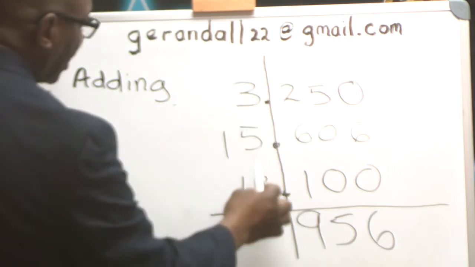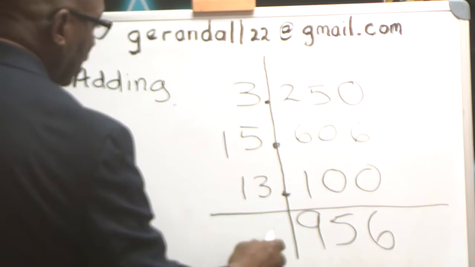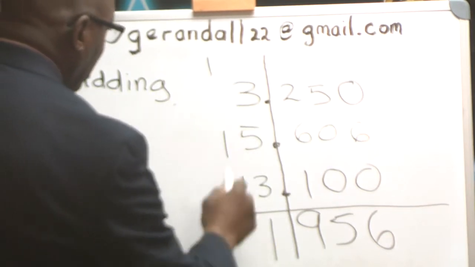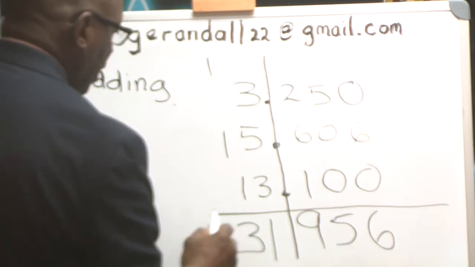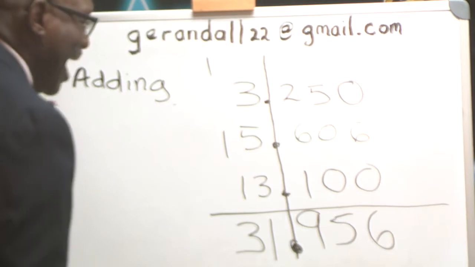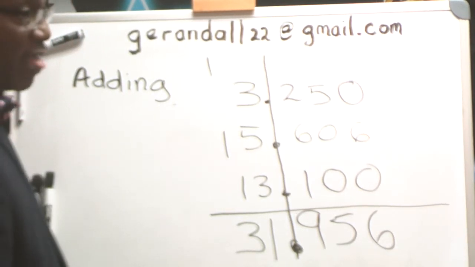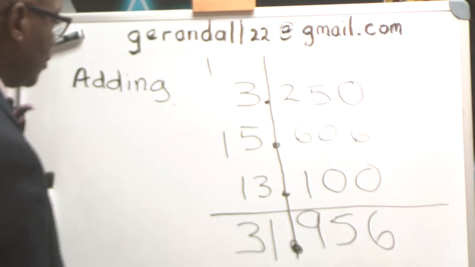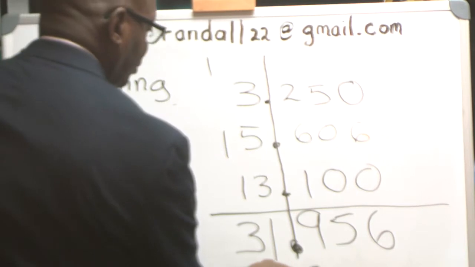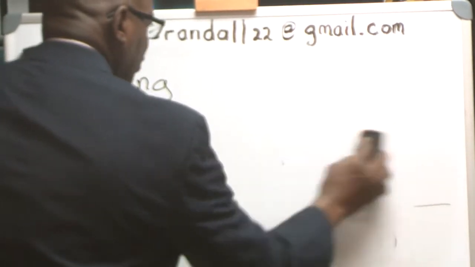On the whole number side, 3 plus 5 is 8, plus 3 is 11, carry a 1, and we have 3 ones. And that should read 31 and 956 thousandths. Okay, pretty simple. Let's look at another one.